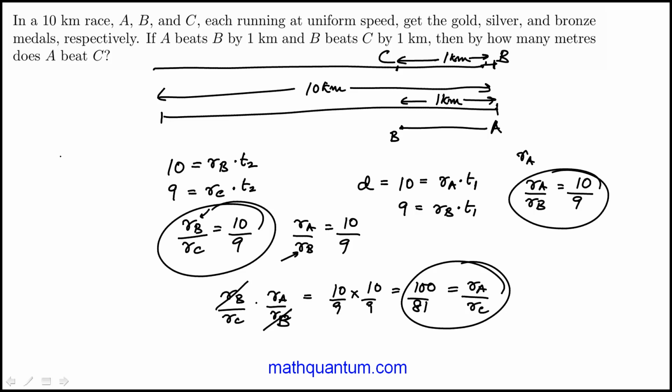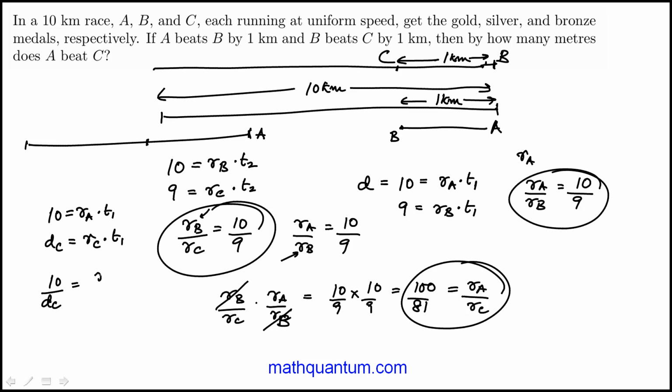Now, that means that if A reaches here in time T1, that would be 10 = RA times T1. I need to know where C is. So that distance, let's call that DC, would be RC times the same time. And I can take a ratio of these two, 10 over D sub C.